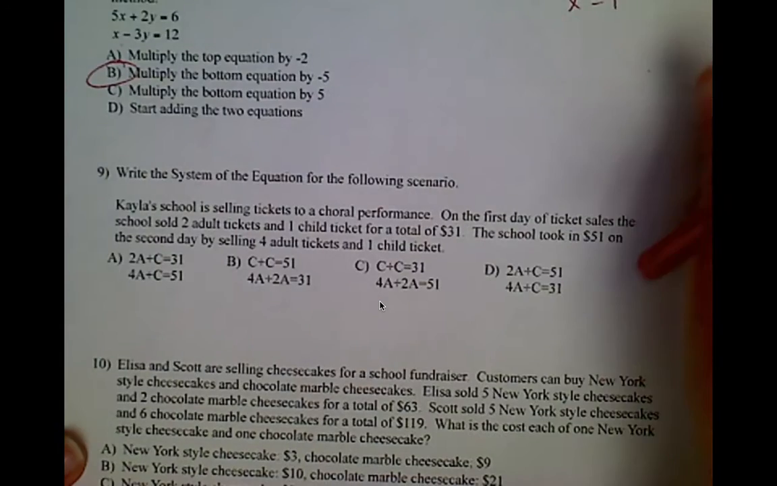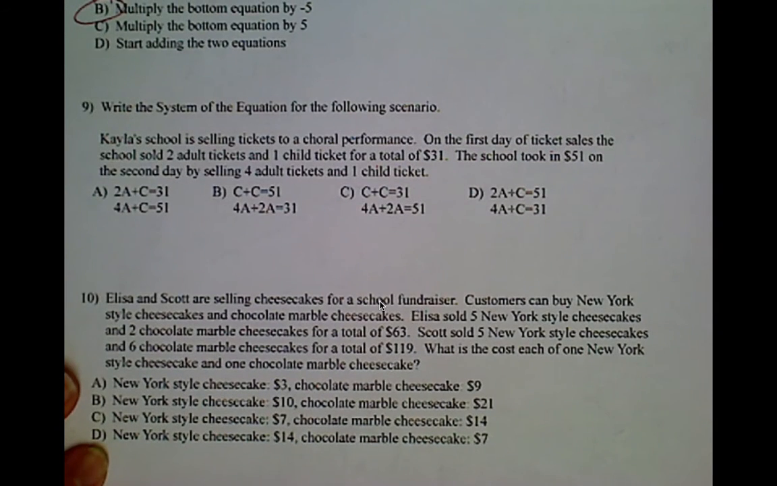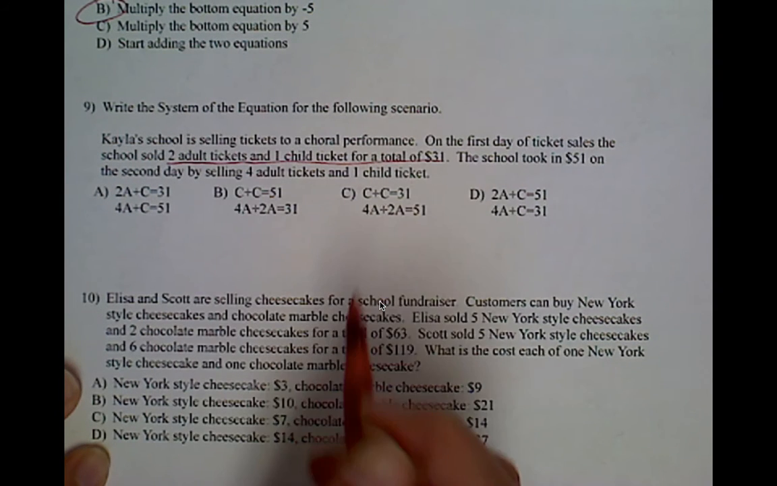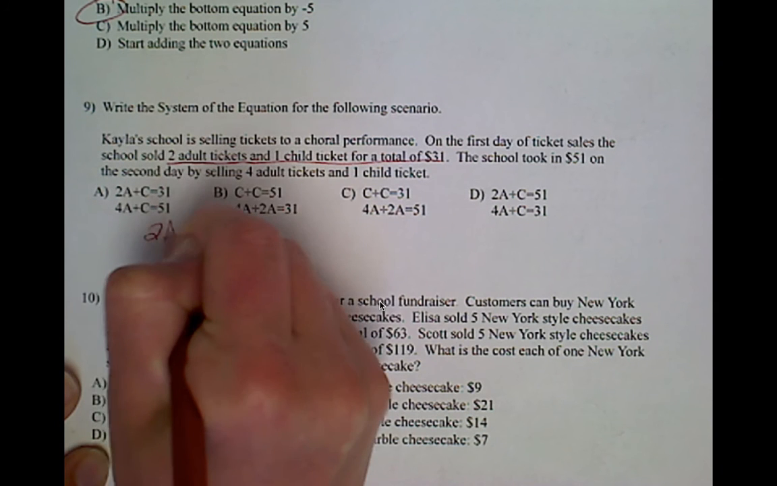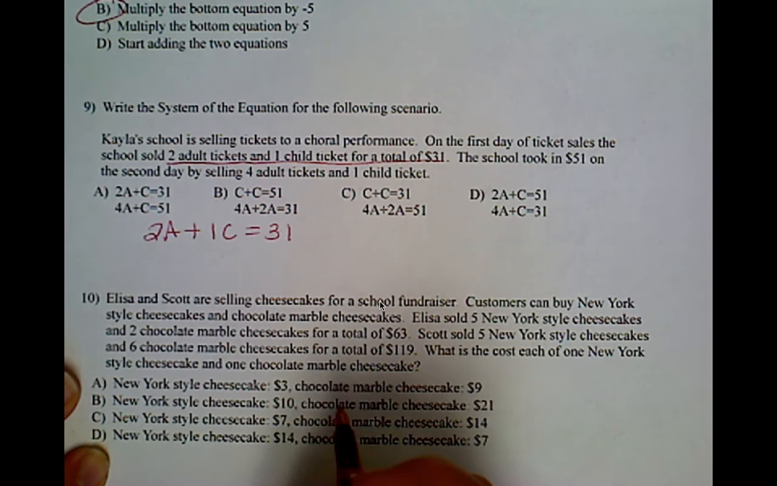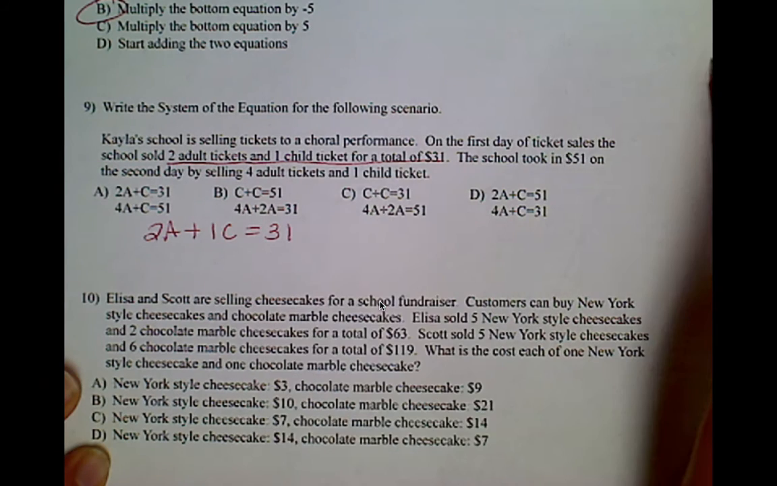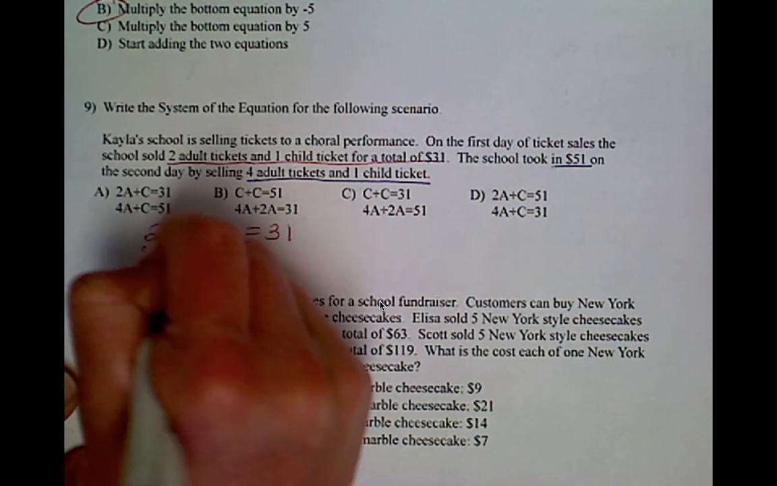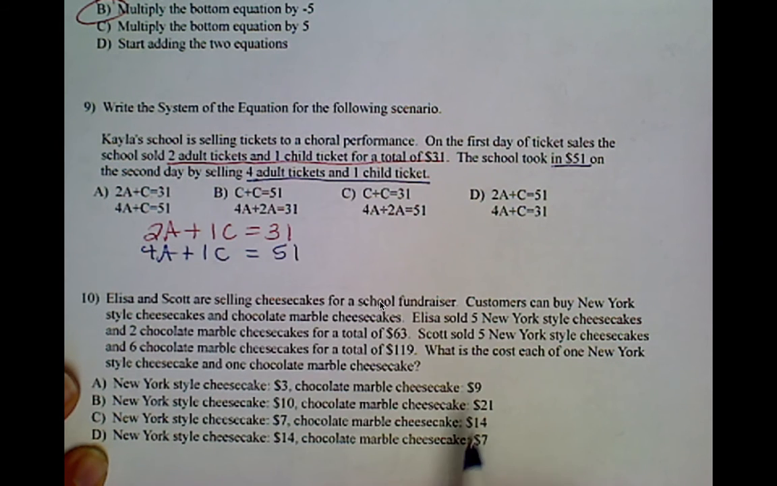Next one, Kayla's school is selling tickets to a choral performance. On the first day, they sold 2 adult tickets and 1 child ticket for 31. Okay, I'm going to let A be adult, C be child. So I heard 2 adult tickets plus 1 child ticket, and it's going to total out to be 31. Okay, the second day, they took in $51 by selling 4 adult tickets and 1 child ticket. So I hear 4 adults plus 1 child, and that equals a total of $51 for the night.